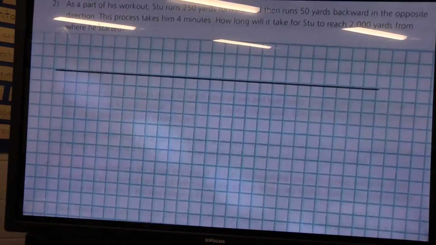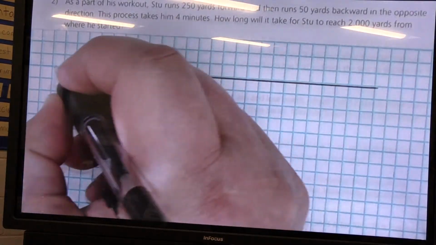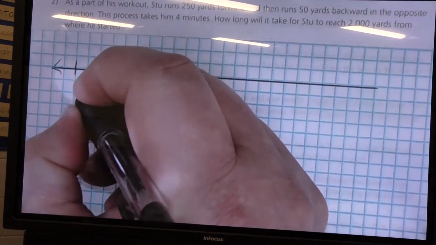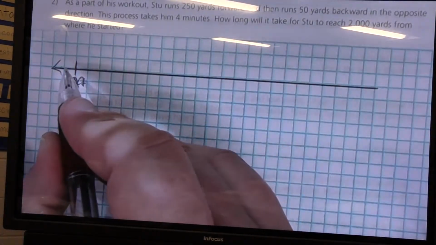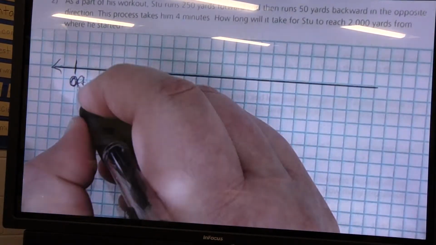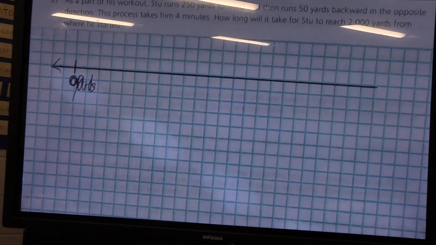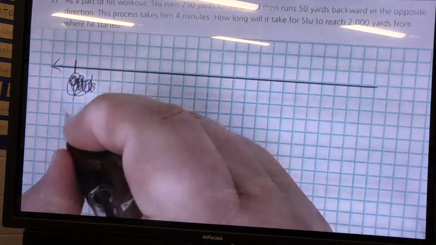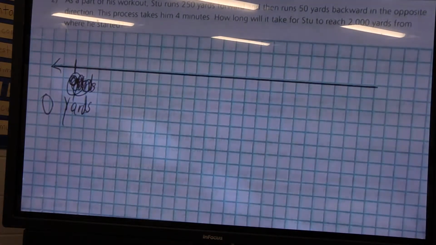So it says that he runs 250 feet forward. So let's start here. We'll say that this point here on our number line is 0 feet. And let's say that he goes forward to, we're doing yards. I want to change that then to yards, even though it is kind of messy. I don't have any white out. I want to make sure I have the correct unit of measure. So I'm going to say that point there is 0 yards.